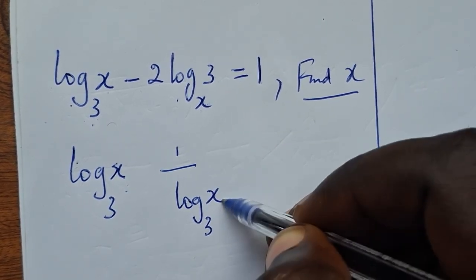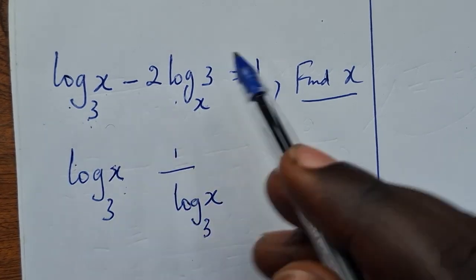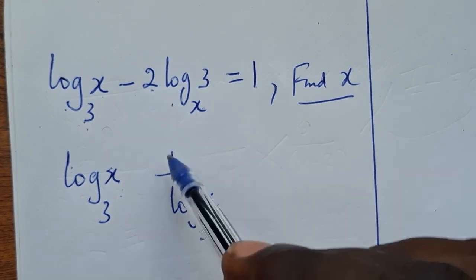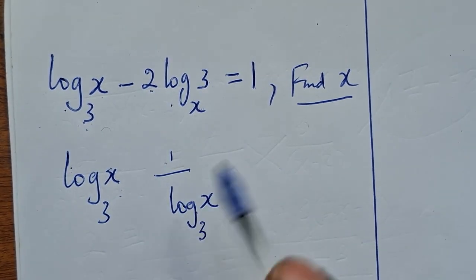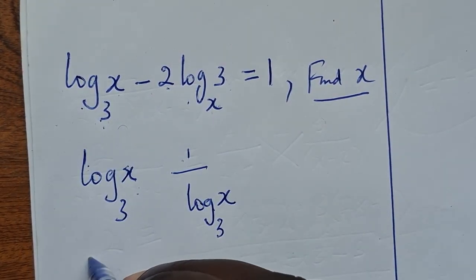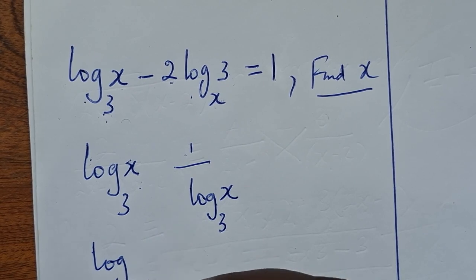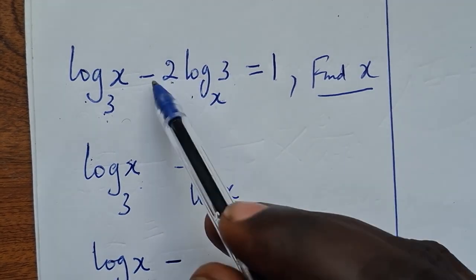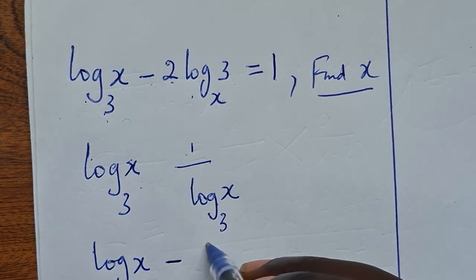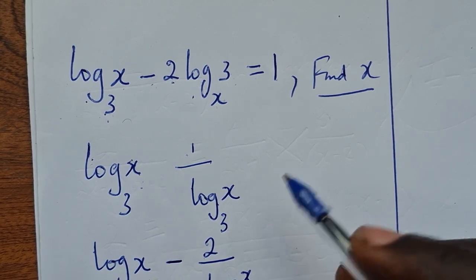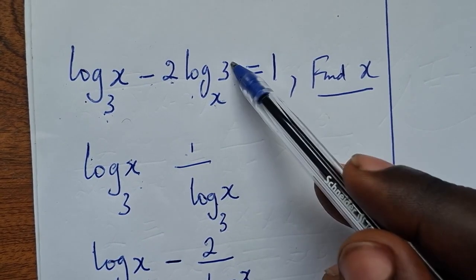base 3 of x. In other words, to make these alike, we say 1 over all of these. But since we have 2 here, 2 times 1 will be 2 over all of this. We can rewrite this expression as log base 3 of x minus, because this is the minus sign here, 2 over log base 3 of x. We have just inverted. As you can see, it was x, 3, but now it is 3, x.